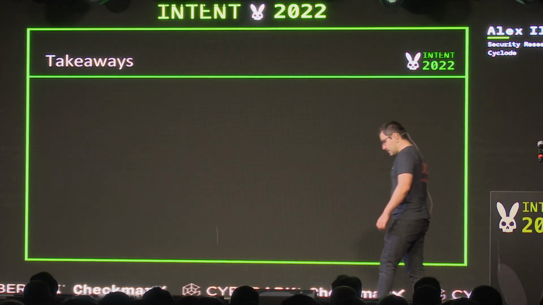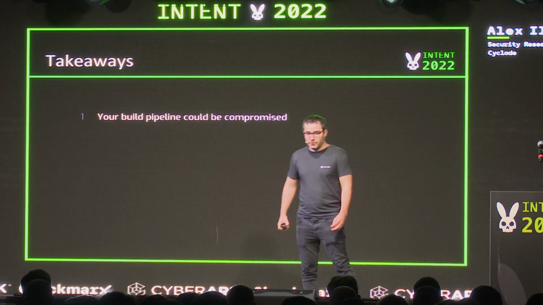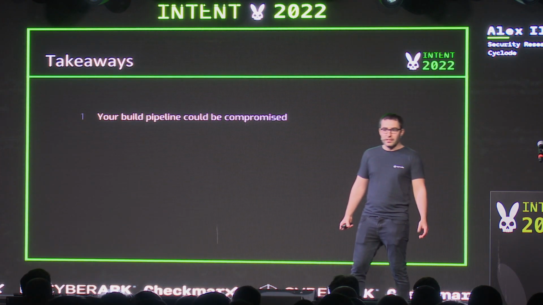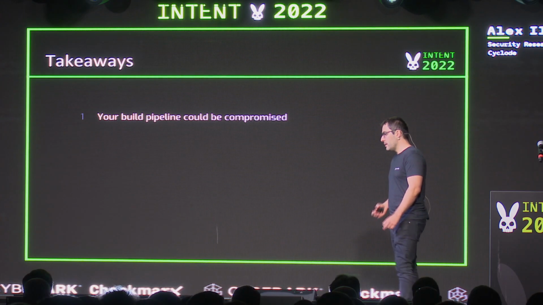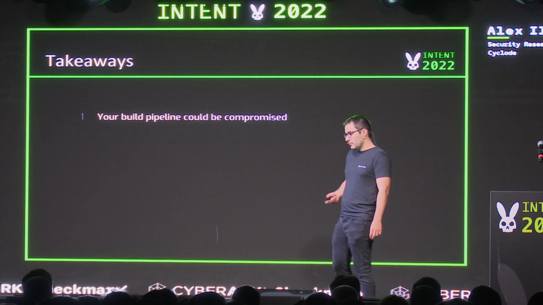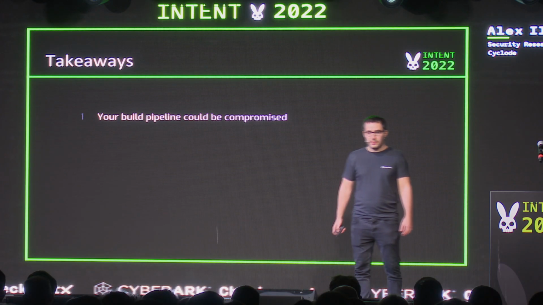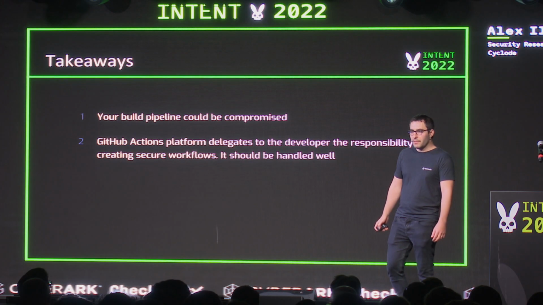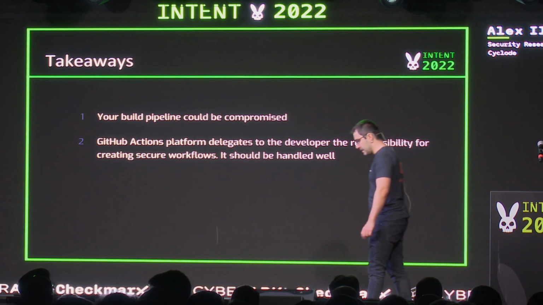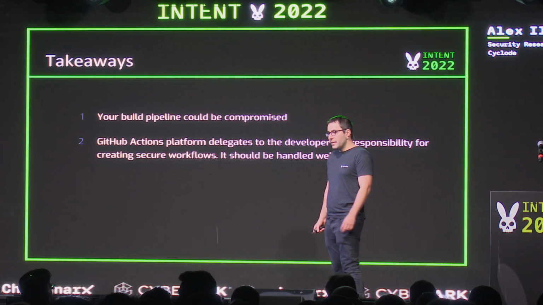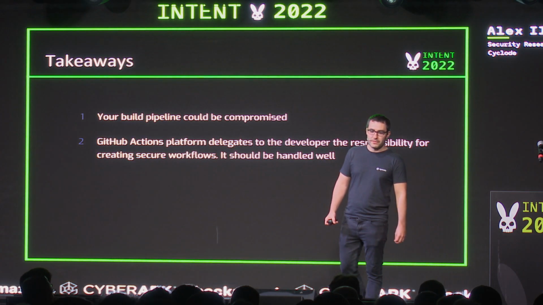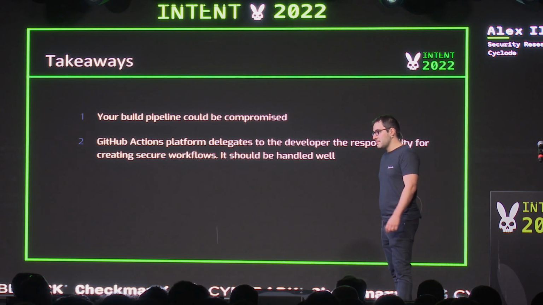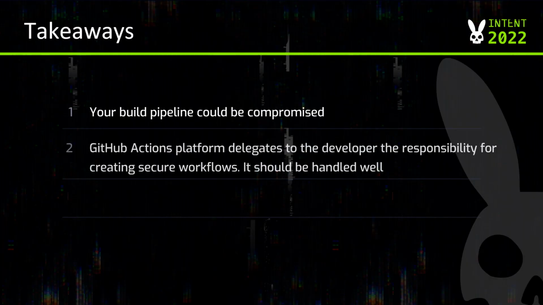Okay, so let's see what we learned from this talk. First, even when GitHub does many of the security measures for you, like ephemeral environments and VM isolation, I wanted to show you that your build pipeline can still be compromised. As we've seen in the GitHub Actions documents, in the best practices, GitHub delegates much of the security to the developers. And I was a developer myself. I know developers make mistakes, and it should be handled carefully.